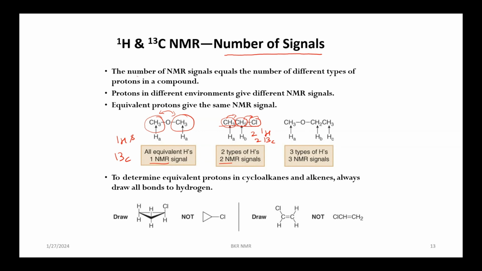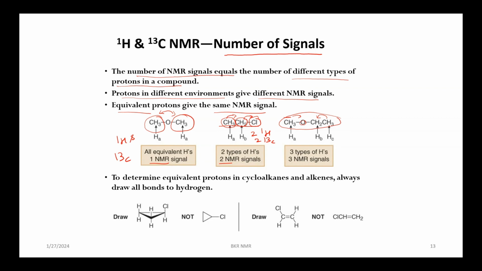So the number of NMR signals equals the number of different types of protons in a compound. Protons in different environments give different NMR signals, and if the protons are equivalent, they'll give you the same NMR signal. For example, ethyl methyl ether: this O is attached to CH2 and CH3. This CH3 and this CH3 are not the same because this CH3 is attached to oxygen and this CH3 is attached to CH2. So I'll have three proton NMR signals.